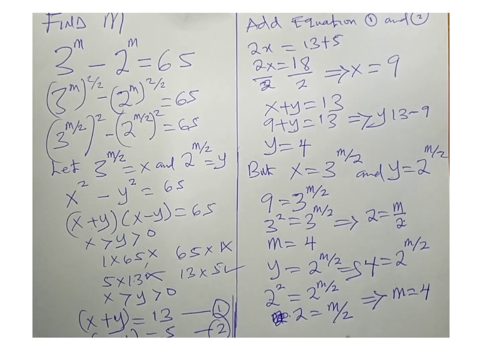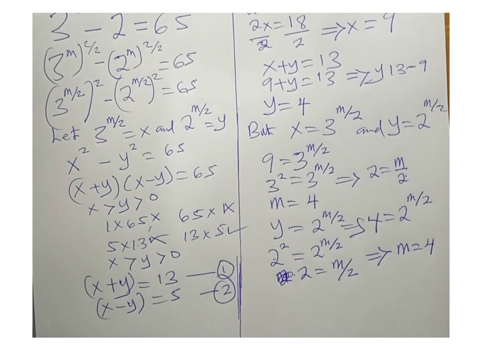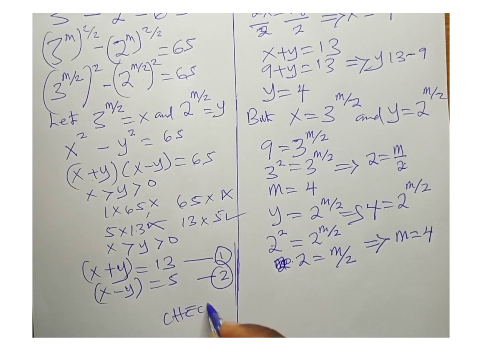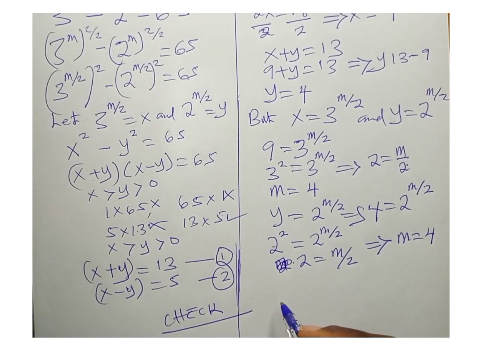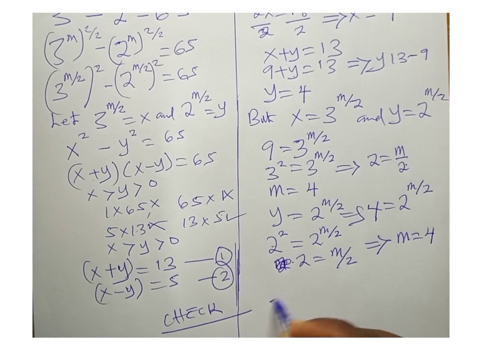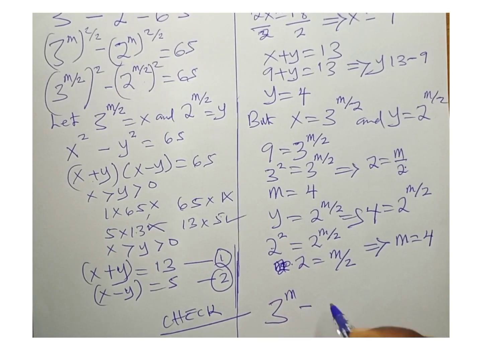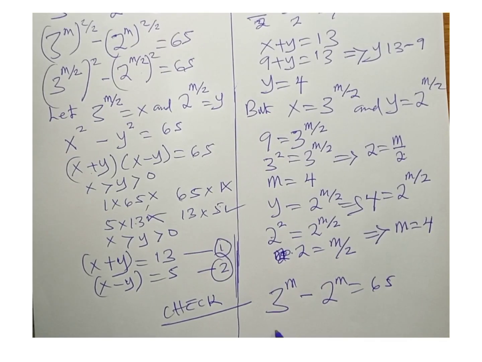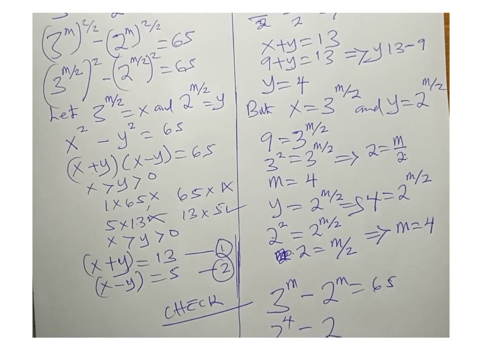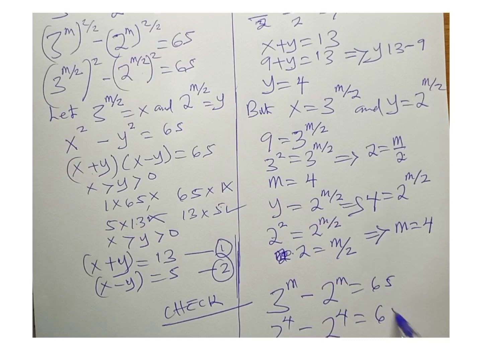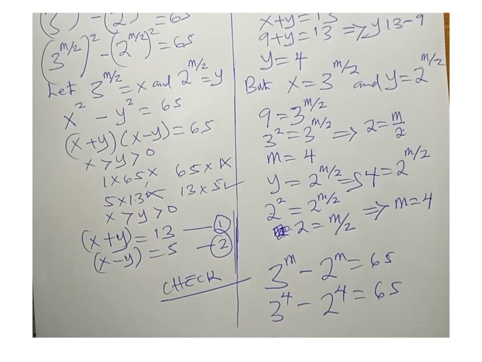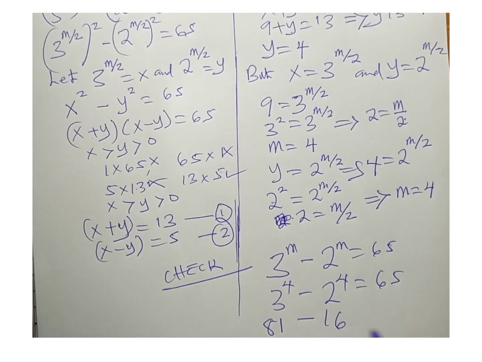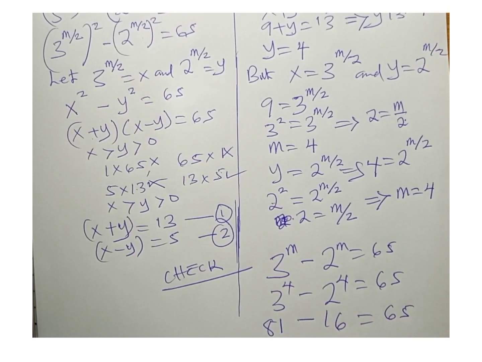But let us check if our answer is correct. Remember, the original equation was 3 raised to power m minus 2 raised to power m equals 65. So to check this, we substitute 3 raised to power 4 minus 2 raised to power 4 equals 65. 3 raised to power 4 is 81, and 2 raised to power 4 is 16. So 81 minus 16 equals 65.